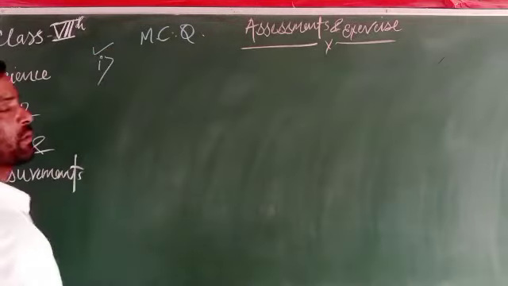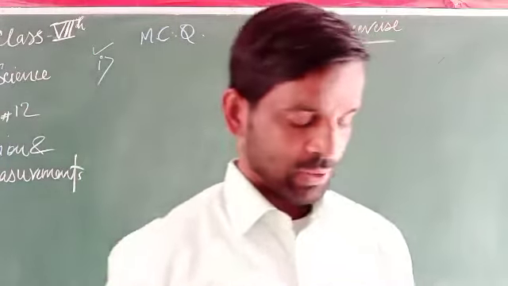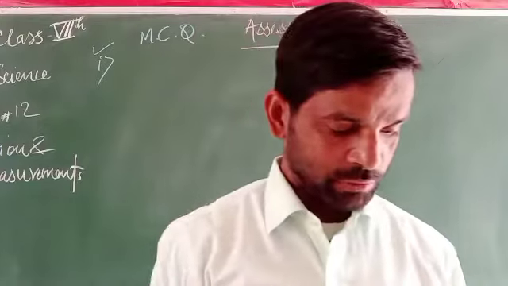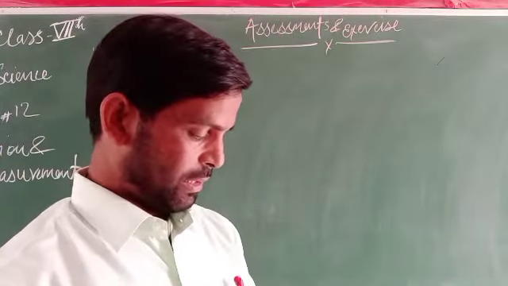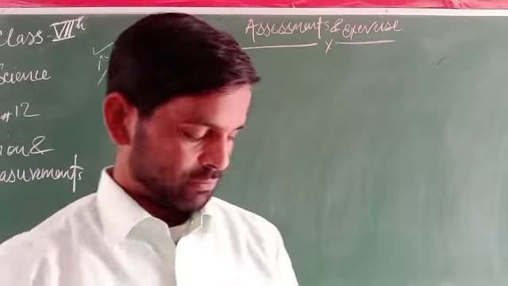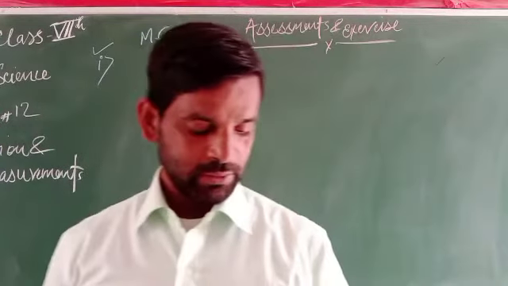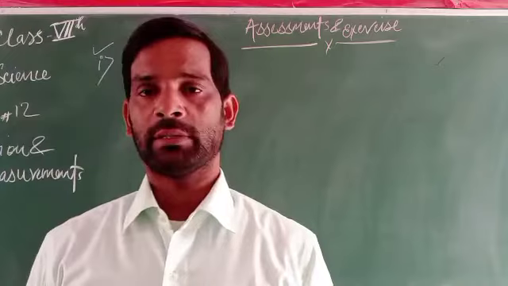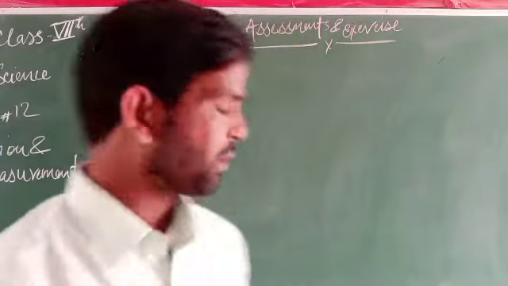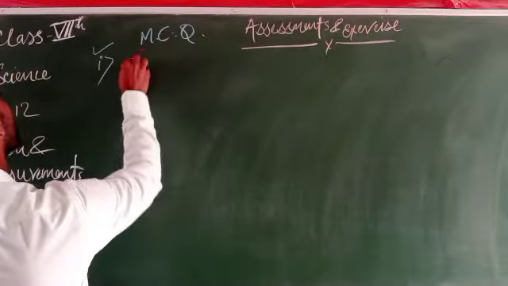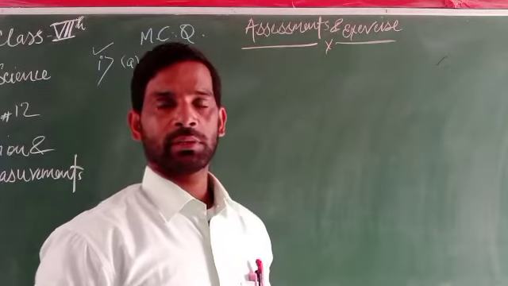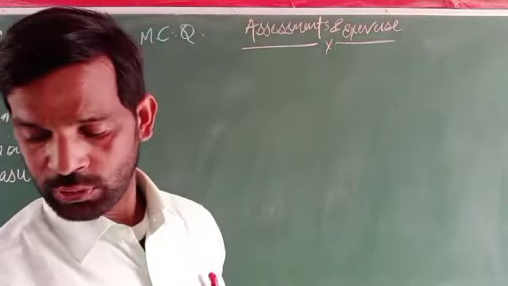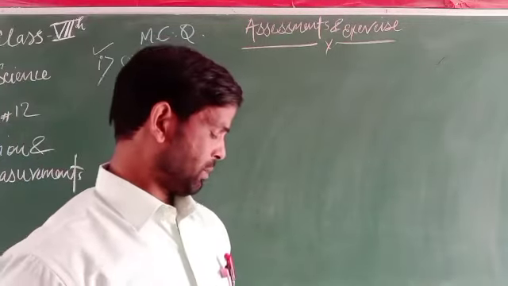The first one is: which of the following cannot be used for measurement of time? Leaking tap, simple pendulum, shadow of object, and blinking of eyes. So the first one, option A, is right. A leaking tap is not used for measuring time.